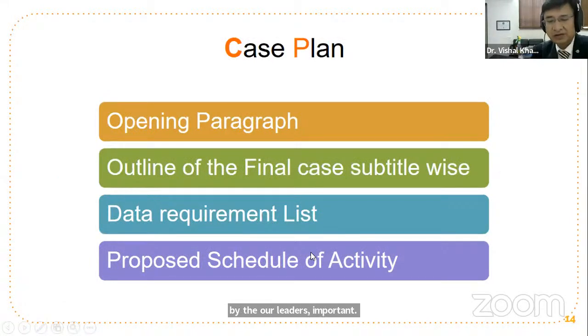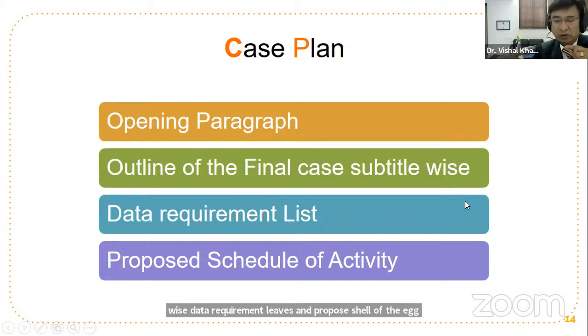So when we talk about the case plan, it is divided into four parts: the opening paragraph, the outline of the final case subtitle-wise, the data requirement list, and the proposed schedule of the activity. The opening paragraph is very, very important. Like when we start watching a movie, at the start of the movie it must create the interest of the audience, and if the start of the movie is boring, people don't want to watch the movie.